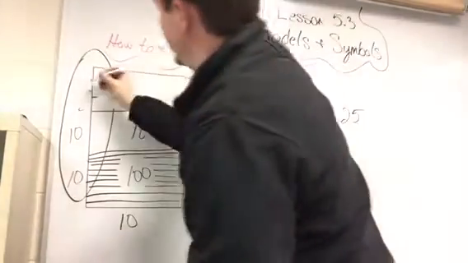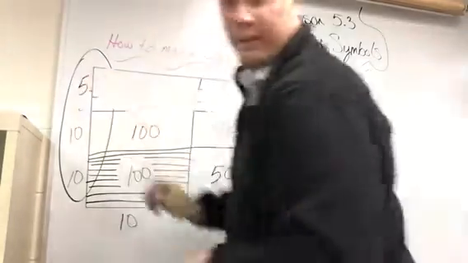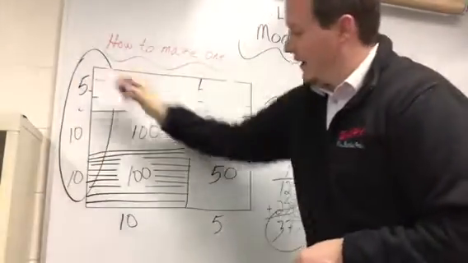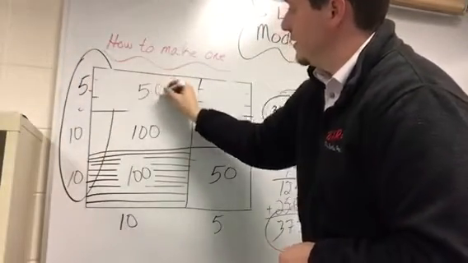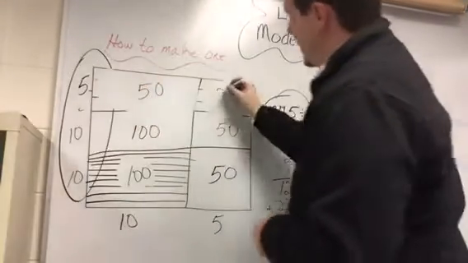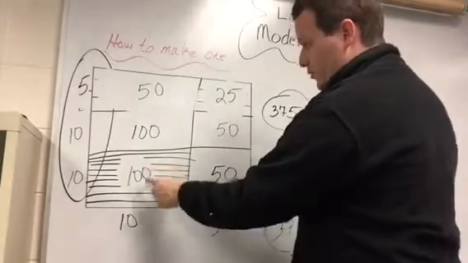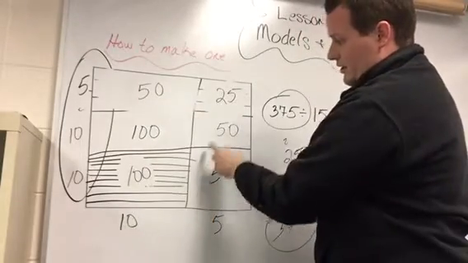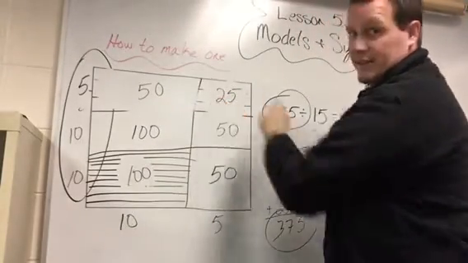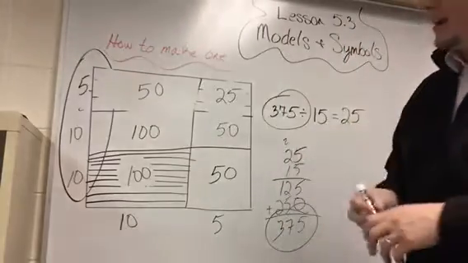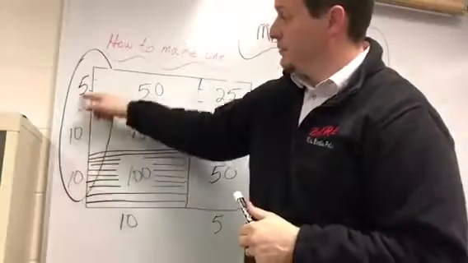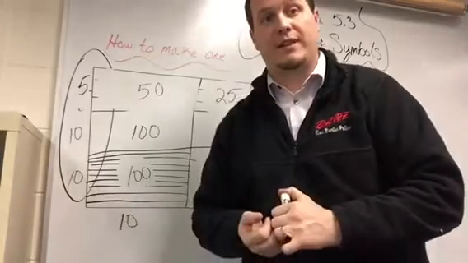So I could just write a 5 up here. And then I do 5 times 10 is 50. 5 times 5 is 25. And now we count them and we'll get the same answer. 100, 200, 250, 350, 375. Either way, and see if you count this now, 10 plus 10 plus 5, still my answer of 25.